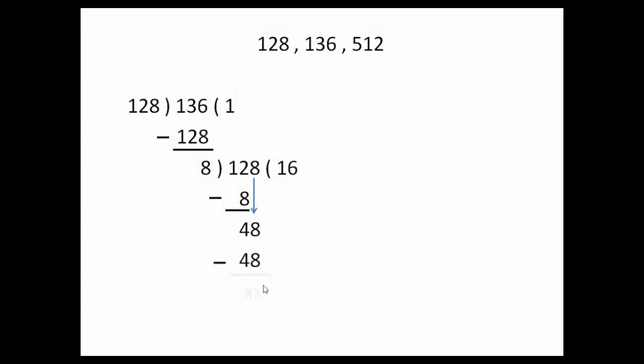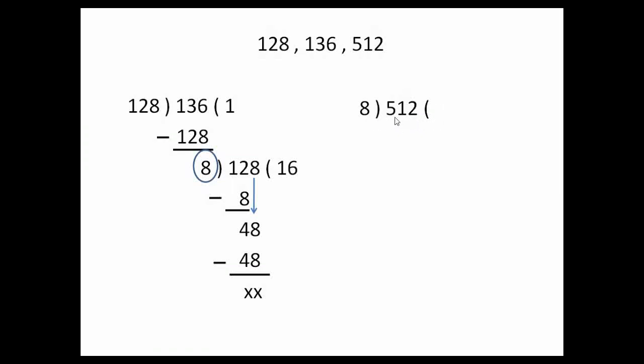So there is no remainder left now. So it means 8 is successful in dividing 136 and 128. Now let's see whether it is able to divide 512. So 8 is the divisor here now and 512 is the dividend.